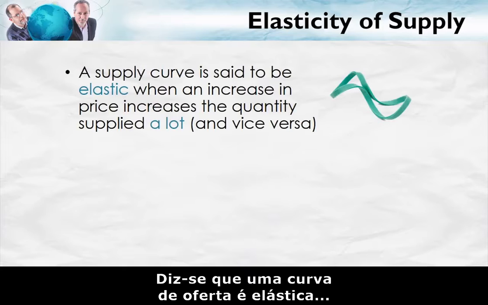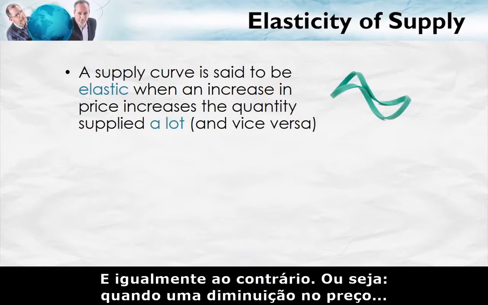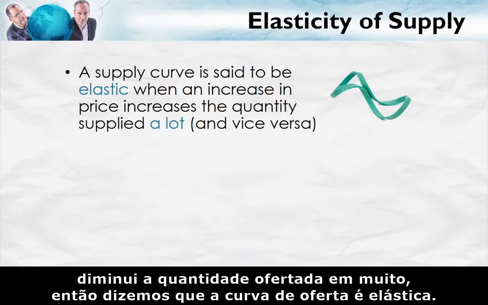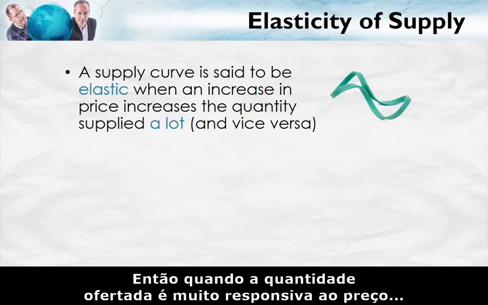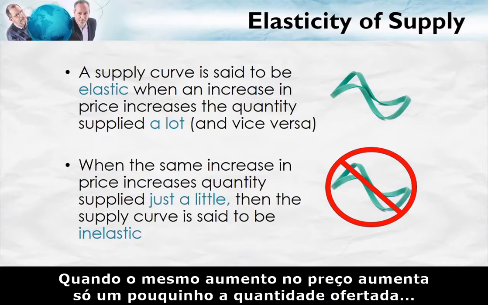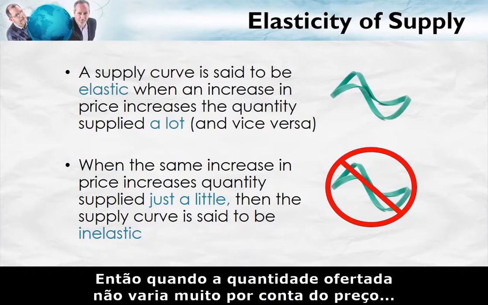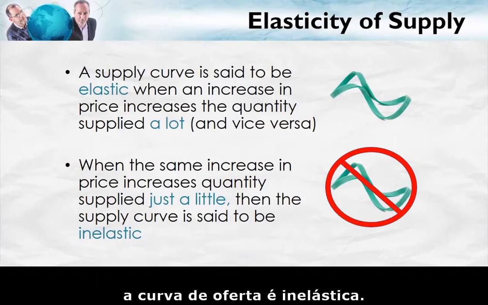A supply curve is said to be elastic when an increase in price increases the quantity supplied by a lot. And similarly, vice versa. That is, when a decrease in price decreases the quantity supplied by a lot, then we say that the supply curve is elastic. So when the quantity supplied is very responsive to the price, we say the supply curve is elastic. When the same increase in price increases the quantity supplied by just a little, then the supply curve is said to be inelastic. So when the quantity supplied doesn't vary very much with the price, the supply curve is inelastic.